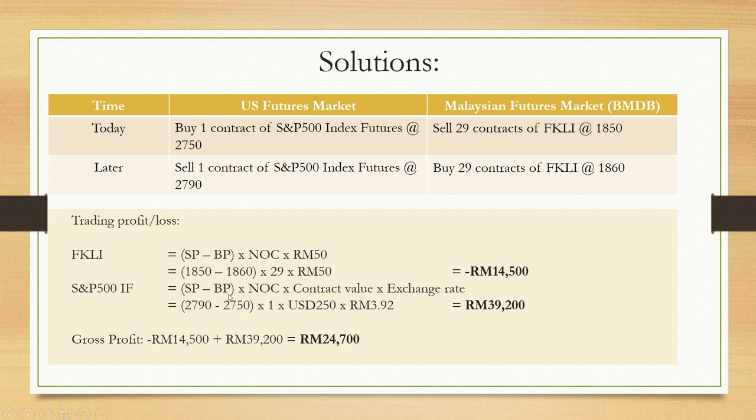Let's do the S&P 500 index futures pula. Again, selling price minus buying price. So we'll times one contract here. You will times USD 250 and don't forget to convert into ringgit. So you will get 39,200. So the gross profit is the combination of these two, positive and negative, you end up getting a profit of how much? 24,700. Okay, so that's how to solve a question on speculation of FKLI.